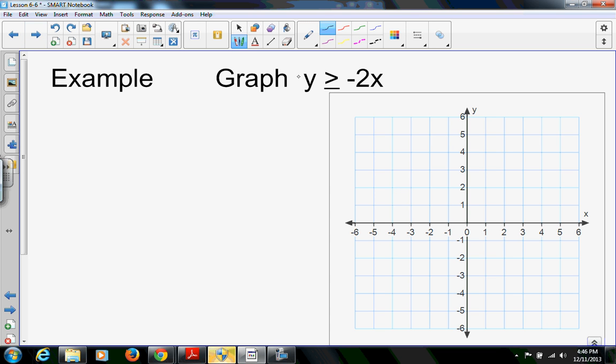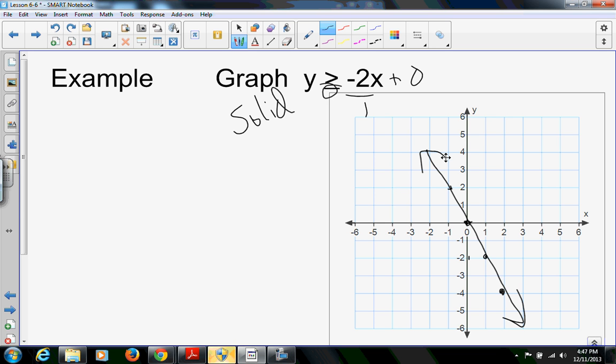I'm going to graph the linear inequality y is greater than or equal to negative 2x. All right, what's my y-intercept? Remember, I can add plus 0 here if I want, but I don't need to. That means my y-intercept is 0. And my slope is negative 2 over 1, so down 2, right 1, down 2, right 1. And my line is solid. So here is my solid line.